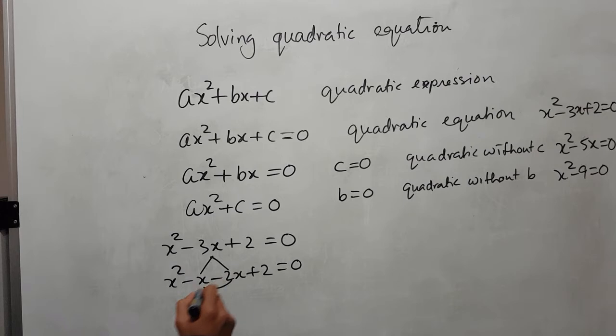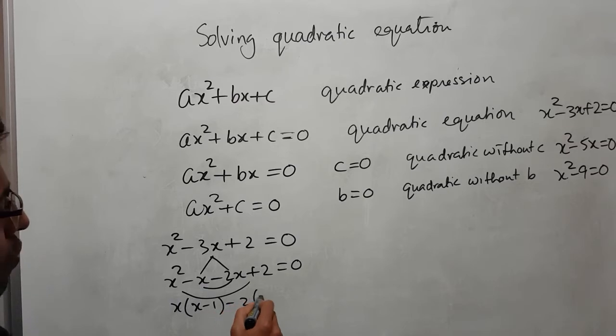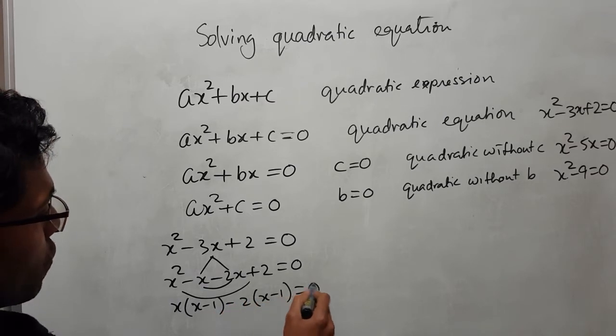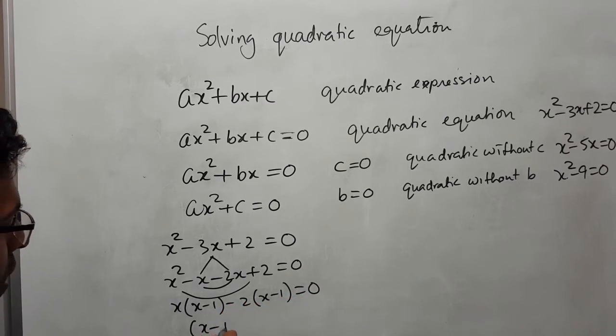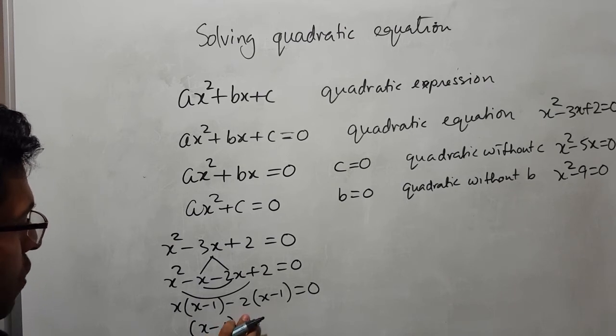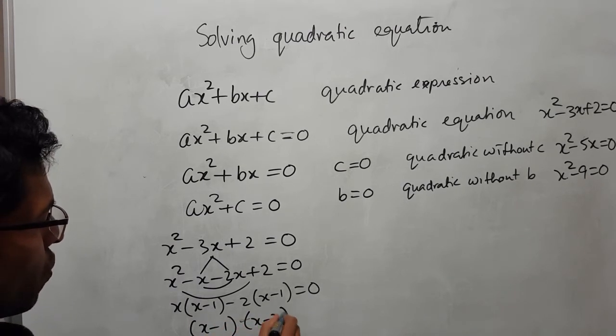Now, if you remember how we did the factorizing, we can take x common, which gives x minus 1, and 2 common, which also gives x minus 1, equal to 0. If we factorize again, x minus 1 is the common factor, and we get x minus 1 times x minus 2 equal to 0.